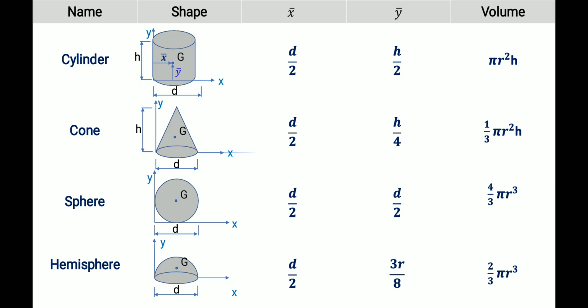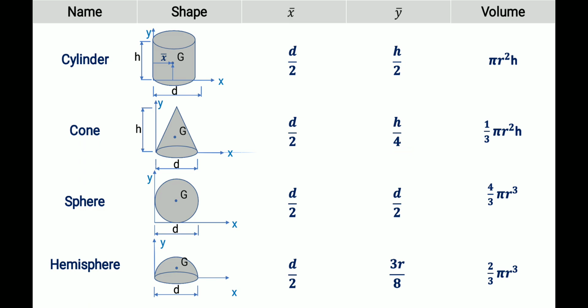So G is located, G means x bar and y bar. This is x bar and this is y bar. The volume is 1 by 3 into pi r square h. I didn't draw the diagram for your simplicity. X bar means this distance, likewise this distance, and y bar is the height. So the same way, we find x bar and y bar. The y bar value is h by 4. This is not a triangle, this is a solid figure. For a triangle it is h by 3, but the cone is a solid figure, so it is h by 4.